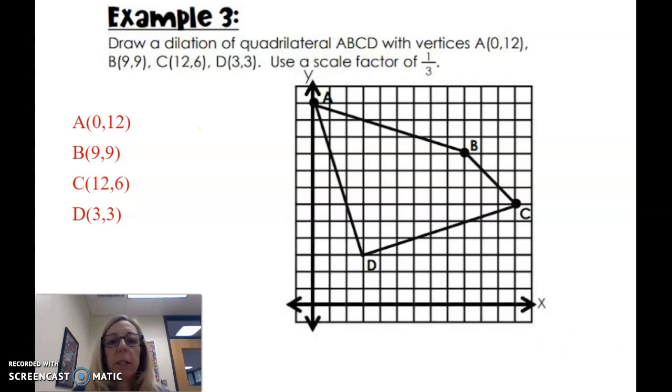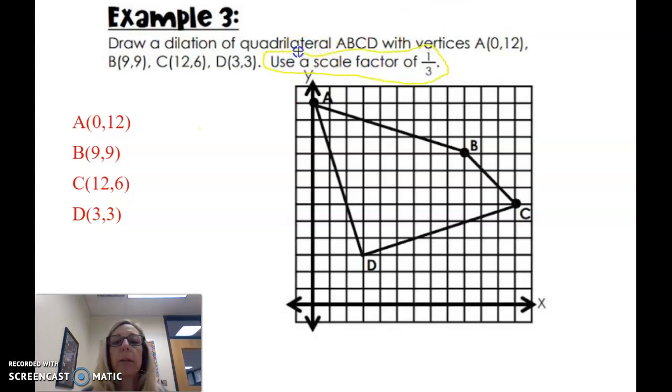Hi everybody, we are going to continue with our notes in our interactive notebook, but today we're going to be focusing on dilations that are reductions. So right now I want you to highlight something for me. It says here, draw a dilation of quadrilateral ABCD with vertices A(0, 12), B(9, 9), C(12, 6), D(3, 3) using a scale factor of 1/3. So let's go ahead and circle this.